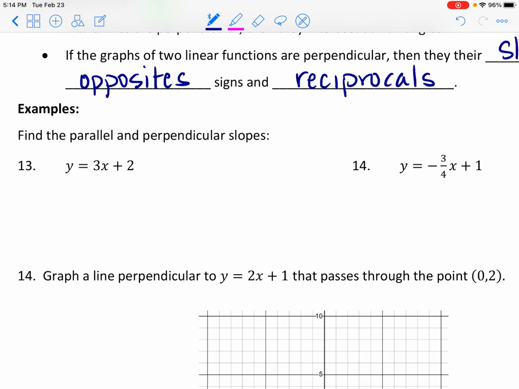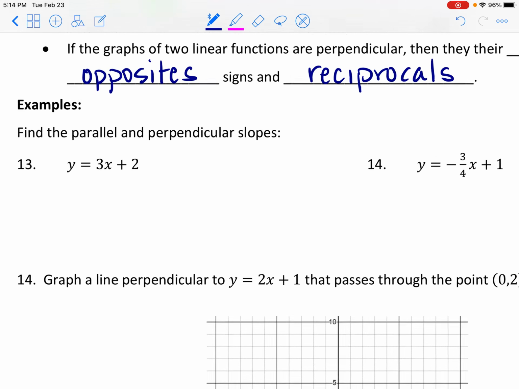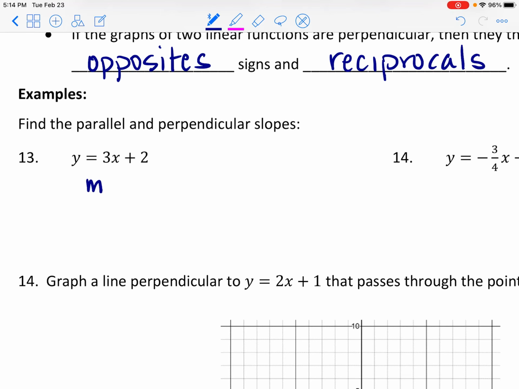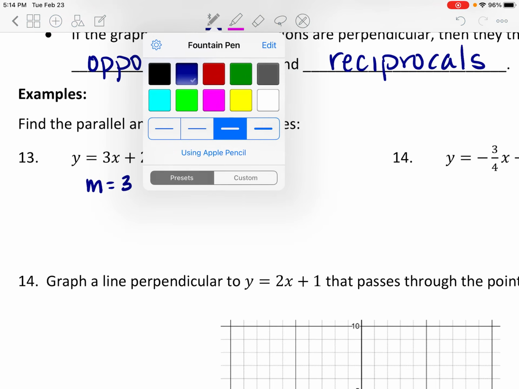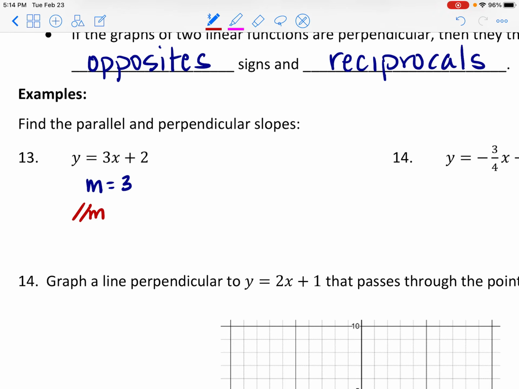So, let me show you for example. If we have y equals 3x plus 2, and I said to find the parallel and perpendicular slopes. Well, the slope that we're given here is 3. So if I asked you for the slope of the line that's parallel, well, our parallel slope is the same, so that's going to be 3. If I asked you for the perpendicular slope, the slope of a line perpendicular, it's going to be the opposite sign and the reciprocal. So the opposite of positive 3 is negative 3, and the reciprocal of 3, which is 3 over 1, is going to be 1/3. So for the perpendicular slope, we flip it, and we change the sign, okay?